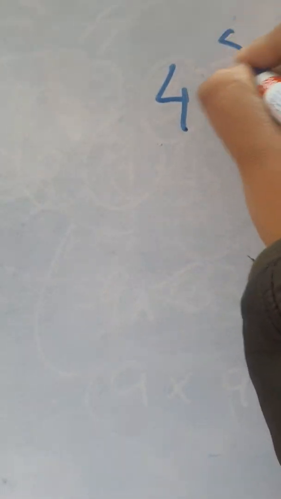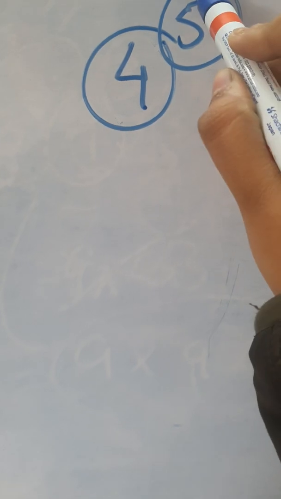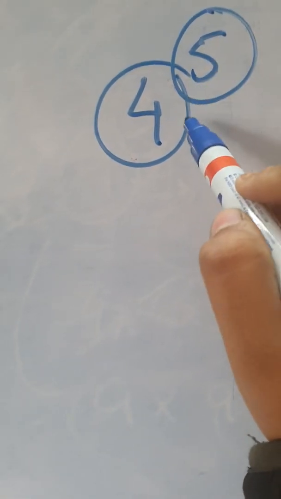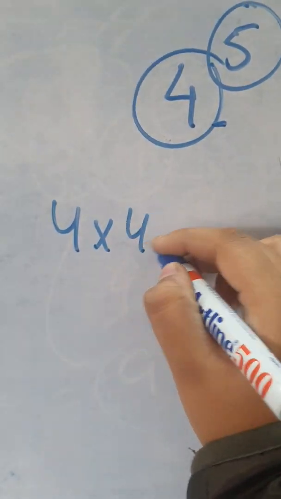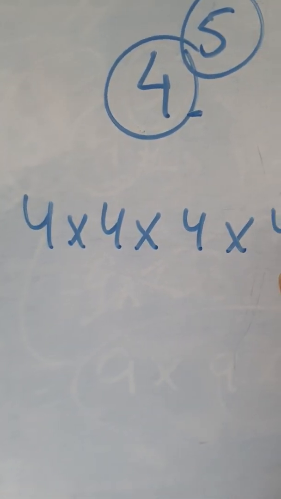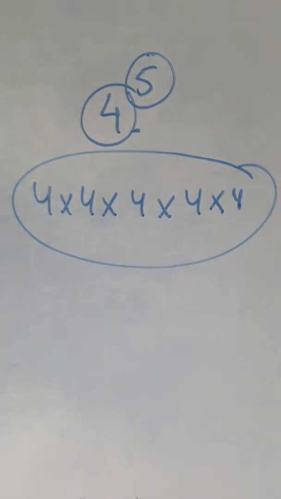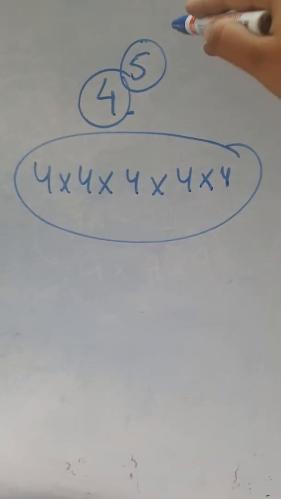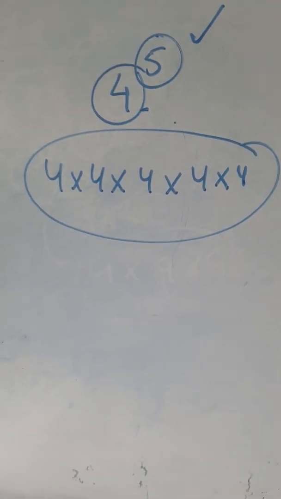Let's say that we have to expand 4 raised to power 5. In this case, 4 is the base and 5 is the exponent. So when we expand this, we know that it comes out to be 4 into 4 into 4 into 4 into 4. That means we are multiplying 4 with itself 5 times. Why? Because the exponent is 5. That tells us that we have to multiply the base with itself 5 times.